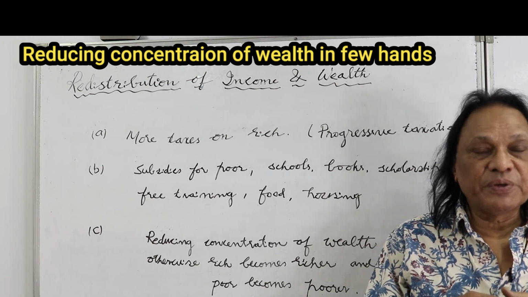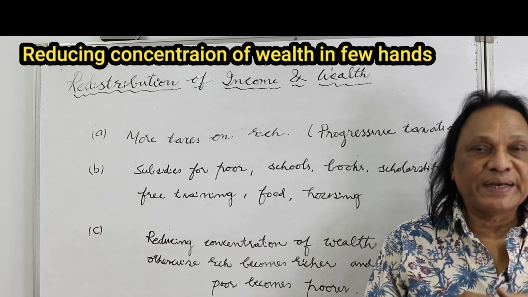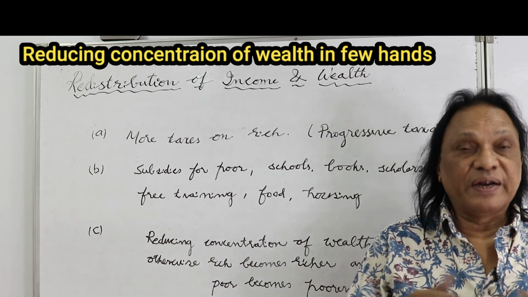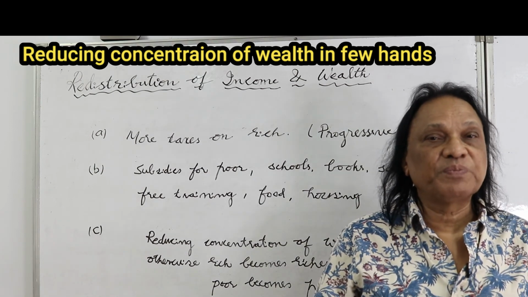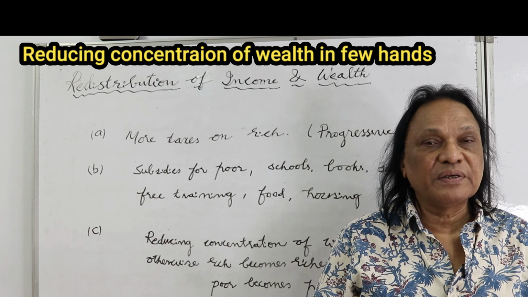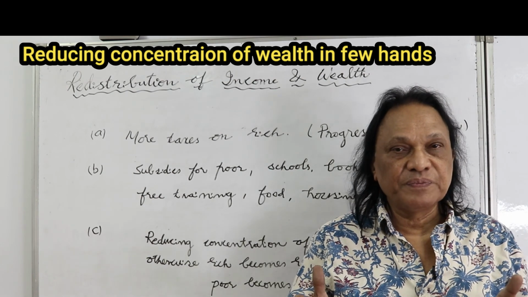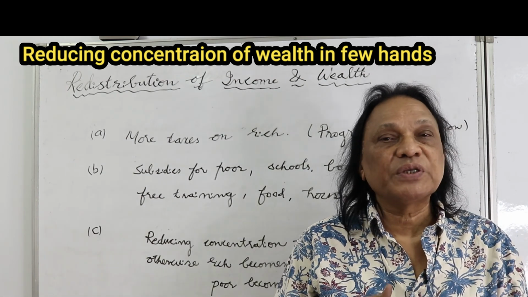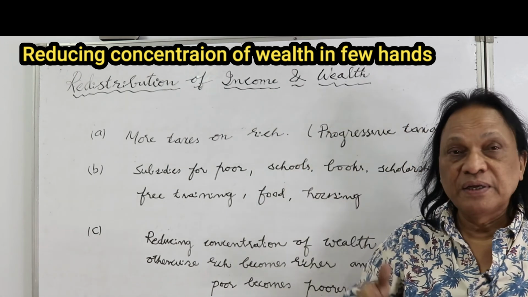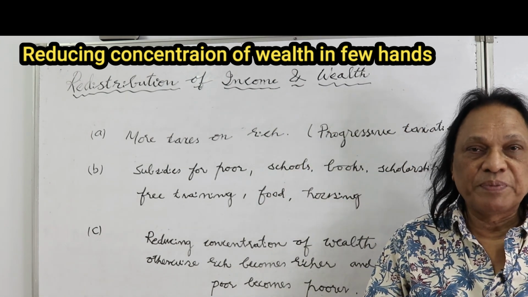That's it. Very simple here. Reducing inequalities of income: putting more taxes on the rich people, and giving all kinds of facilities to the poor people so that we can increase their standard of living. Through this, we can reduce the inequalities of income and wealth. This is the second objective of the government budget.